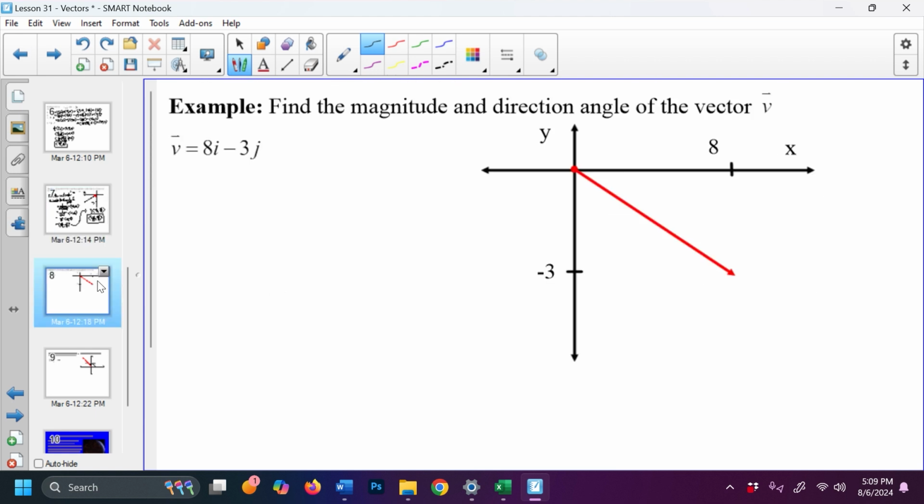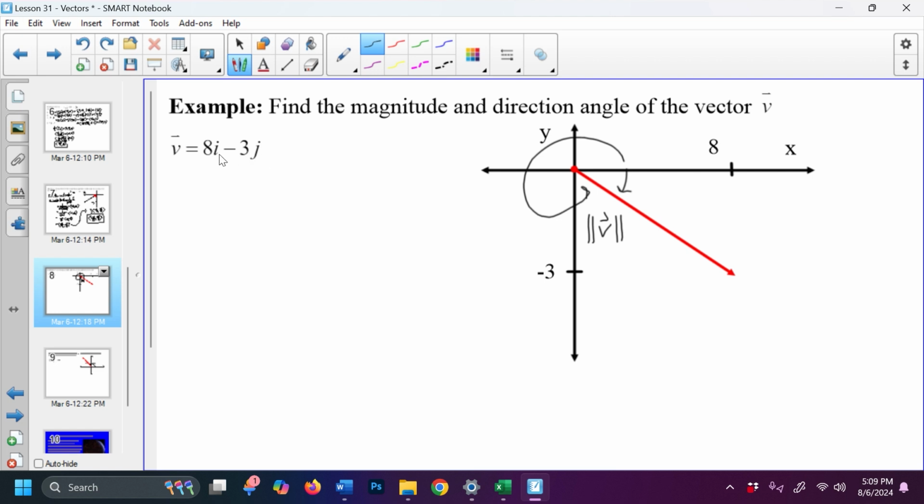All right, next example says find the magnitude and direction angle of vector v. So we want to find the magnitude, so we've got to find the length here. So we want to find that magnitude of the vector v, and then this direction angle, we can either find that angle there and call it negative, or find all the way around there. Just to keep it simple, I'm going to find that smaller angle there.